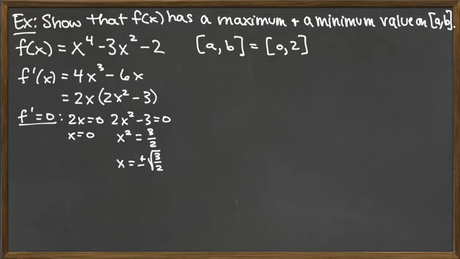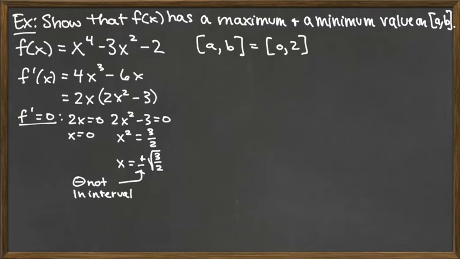Zero is in the interval. It actually happens to be an endpoint of the interval. But as far as the plus and minus square root of 3 halves, only the positive one is in the interval. The negative one is not in the interval, and so we don't care what's happening there. We're restricting our vision to the interval 0 to 2, and so any critical points outside of that are going to be irrelevant.